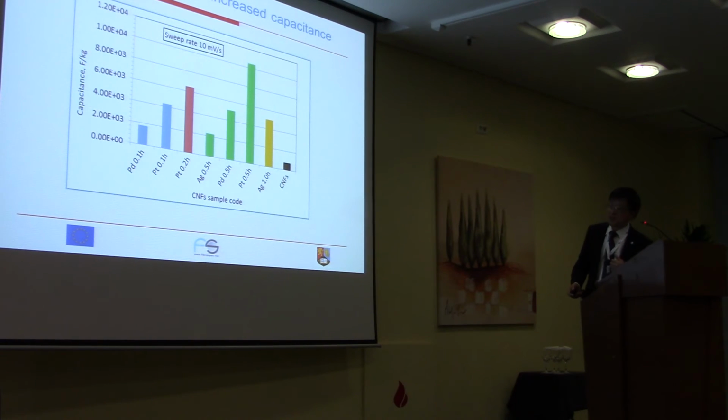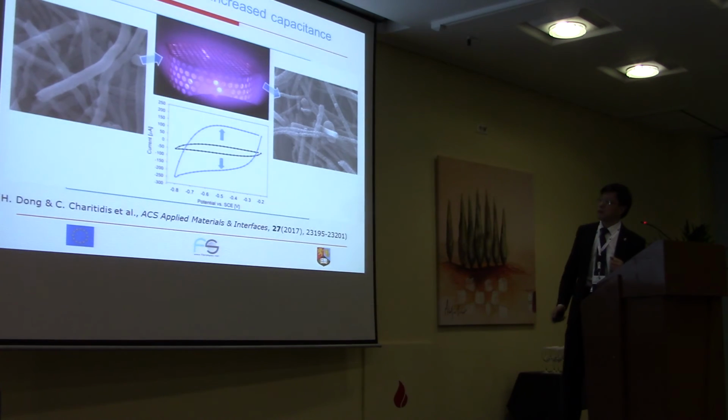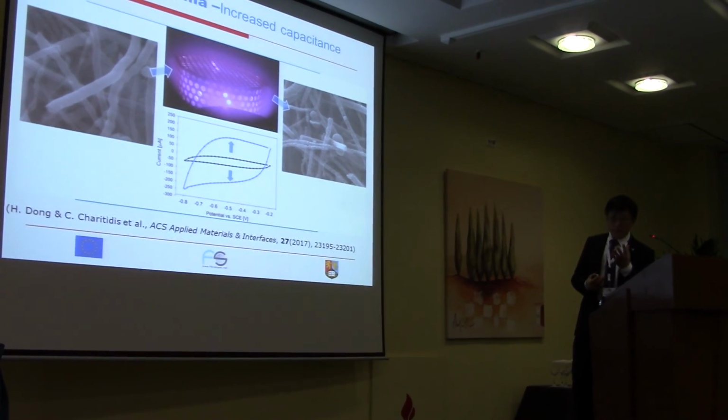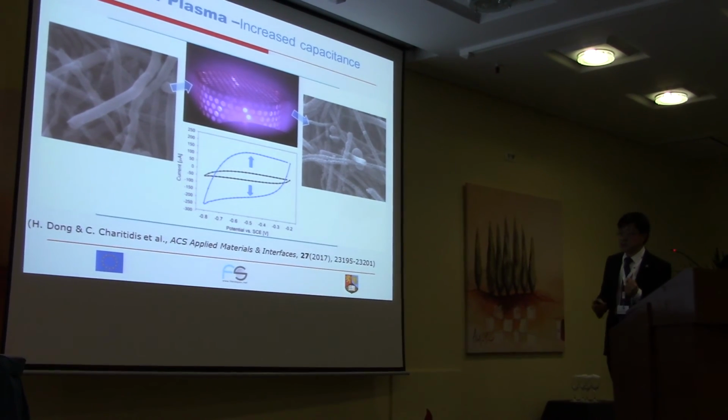So these charts summarize the increase of the capacitance as a function of the surface treatment. So this is the carbon nanofibers without surface treatment. And then if you apply different plasma functionalization treatment, you can see the capacitance has been significantly improved. Of course, it depends on the treatment conditions and the element you use. So these results have been recently published in ACS Applied Materials and Interfaces, and you can find more details from this paper. Okay, this is joint efforts, so the paper is published by Birmingham and NTUA, and Professor Charitis is one of the co-authors.